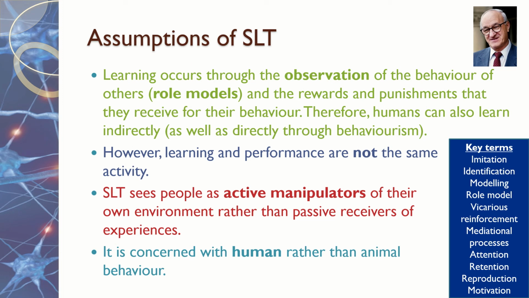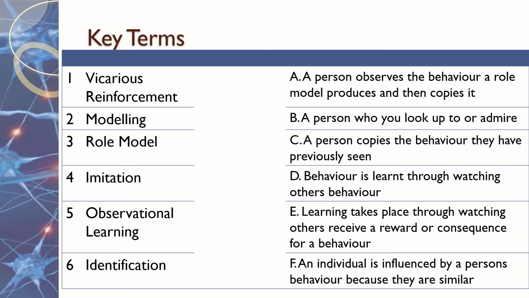However, learning and performance are not the same thing. We can learn something, but it doesn't necessarily mean that we can perform the activity. Like if we are a baby, then that might mean that we're not able to yet walk, but we can see and learn that other people can walk. It's concerned with only human behaviour and not animal behaviour, unlike classical and operant conditioning. And social learning theory sees people as active manipulators, so it recognises that people are in their own environment and therefore can choose what they pay attention to and what they learn.